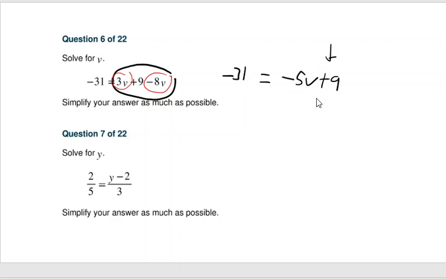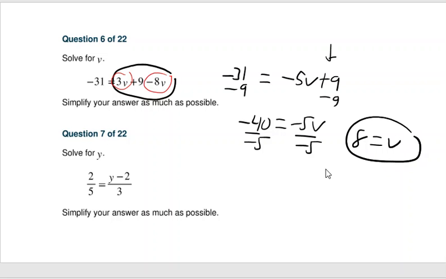So we first get rid of the plus 9 by subtracting 9 on both sides. So negative 40 equals negative 5 times b. Then we would divide by negative 5 on both sides. So b equals positive 8.